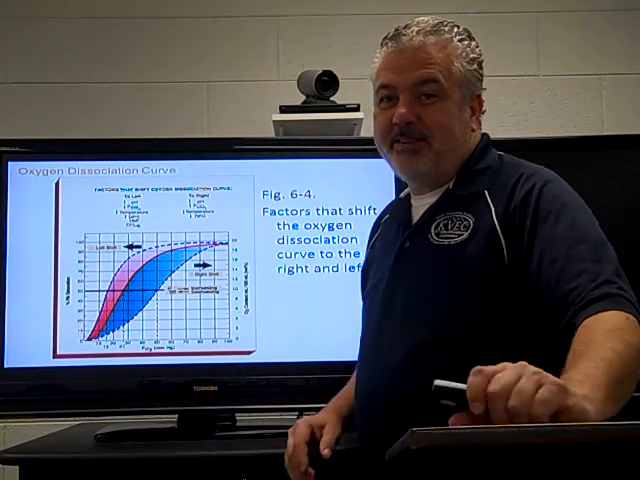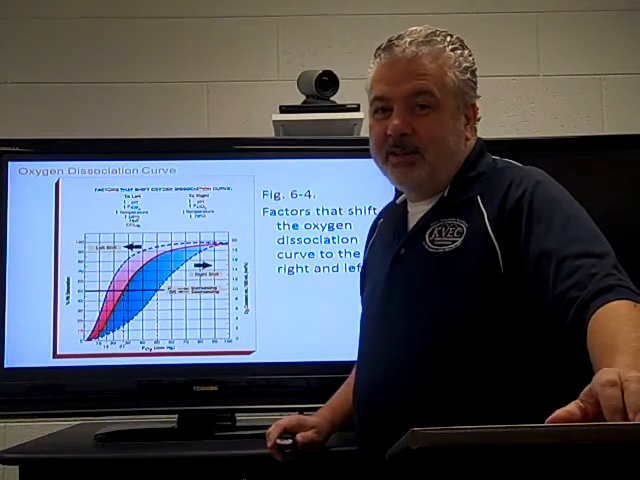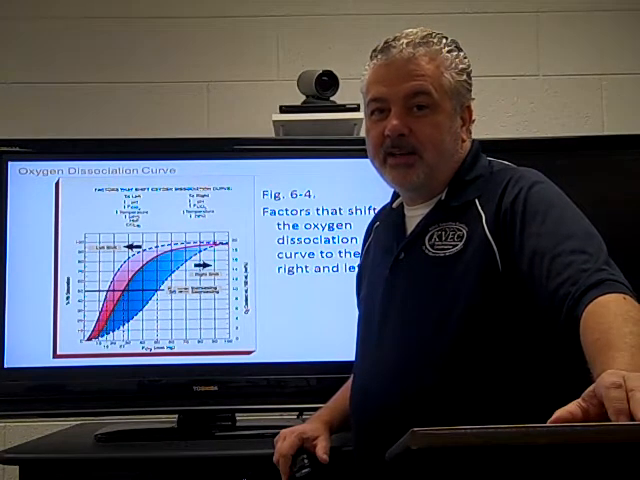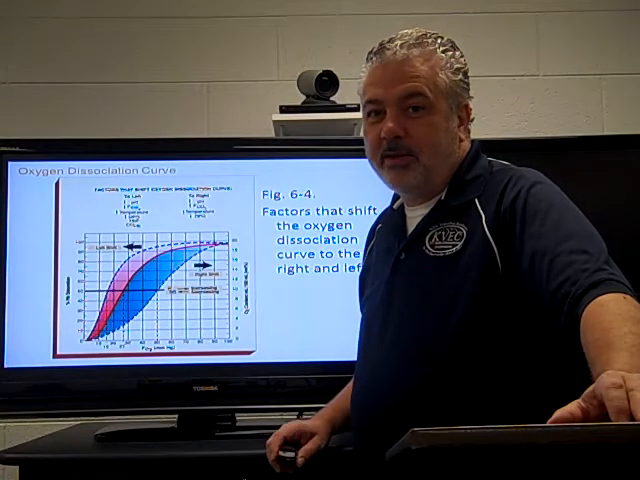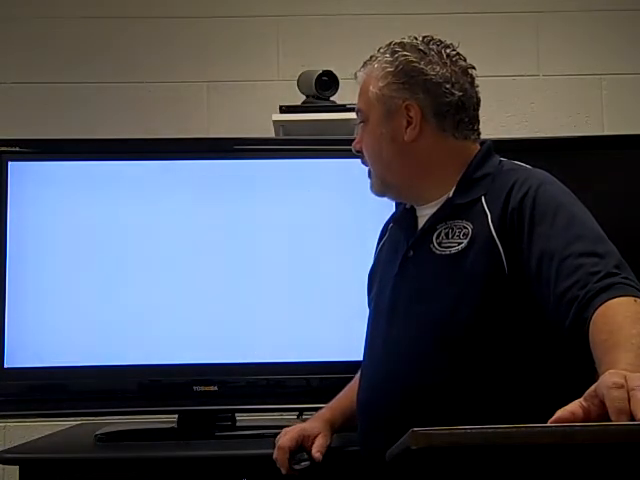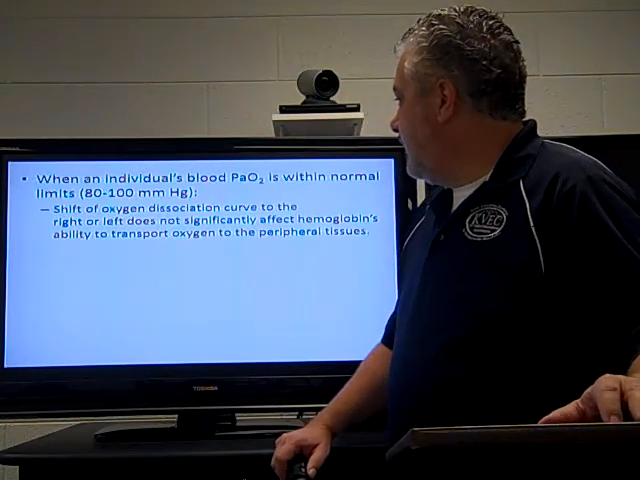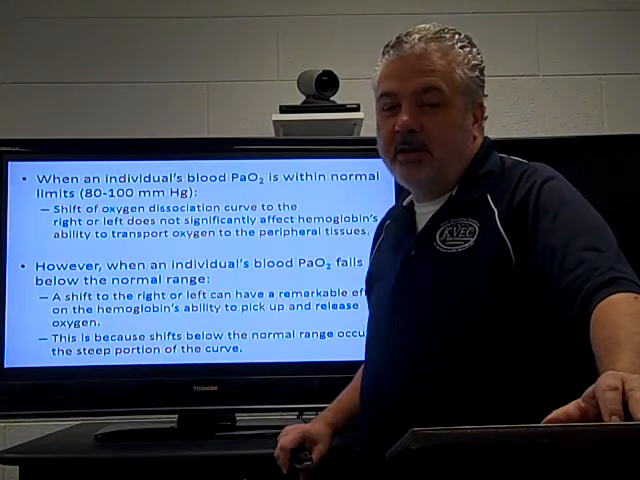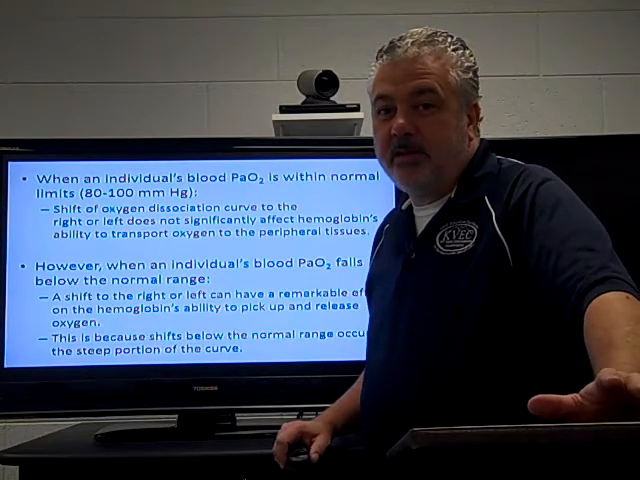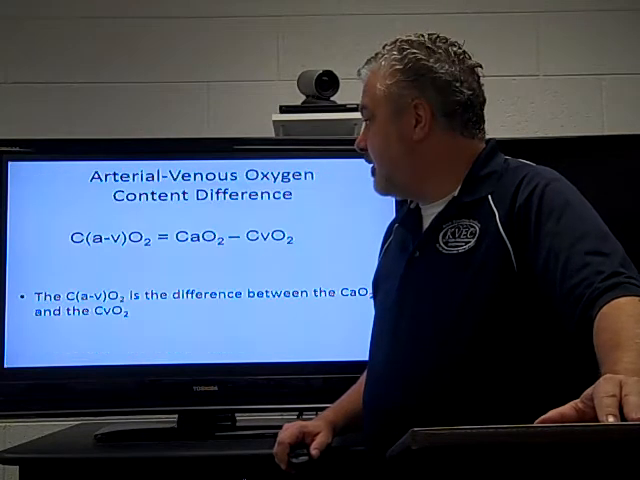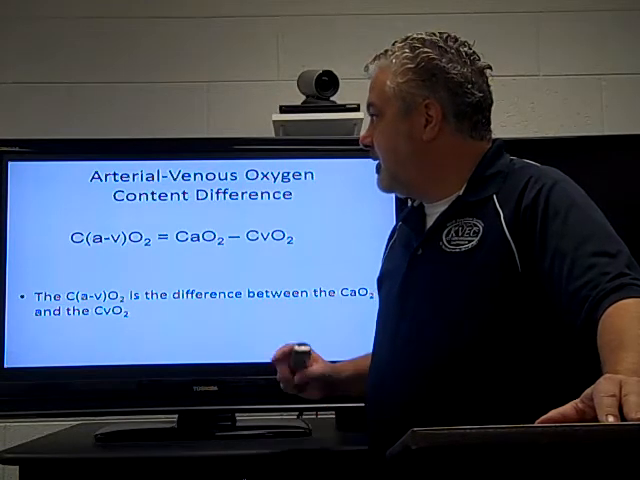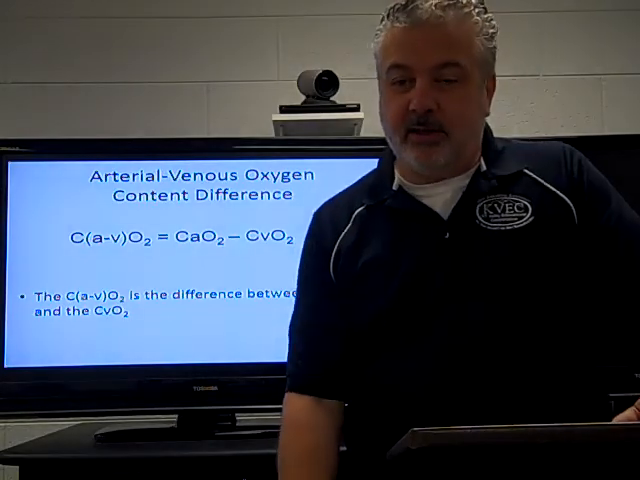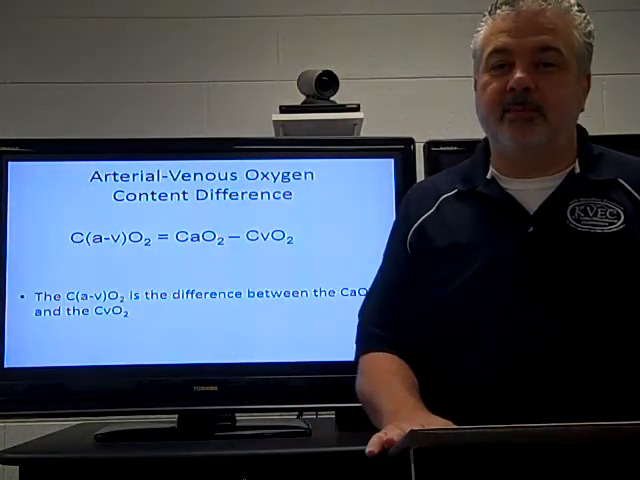I'm not sure how effective that would be, but basically for the test, if you know what factors shift the curve right or left and the effects that those have, that's the main point. So that's an important idea. Just read about the shifts right and left, and what the oxyhemoglobin curve is really comparing is PO2 and saturation. That's the main point. Our next topic is going to be arterial-venous oxygen content difference, and we'll talk about that next time. Thanks a lot.